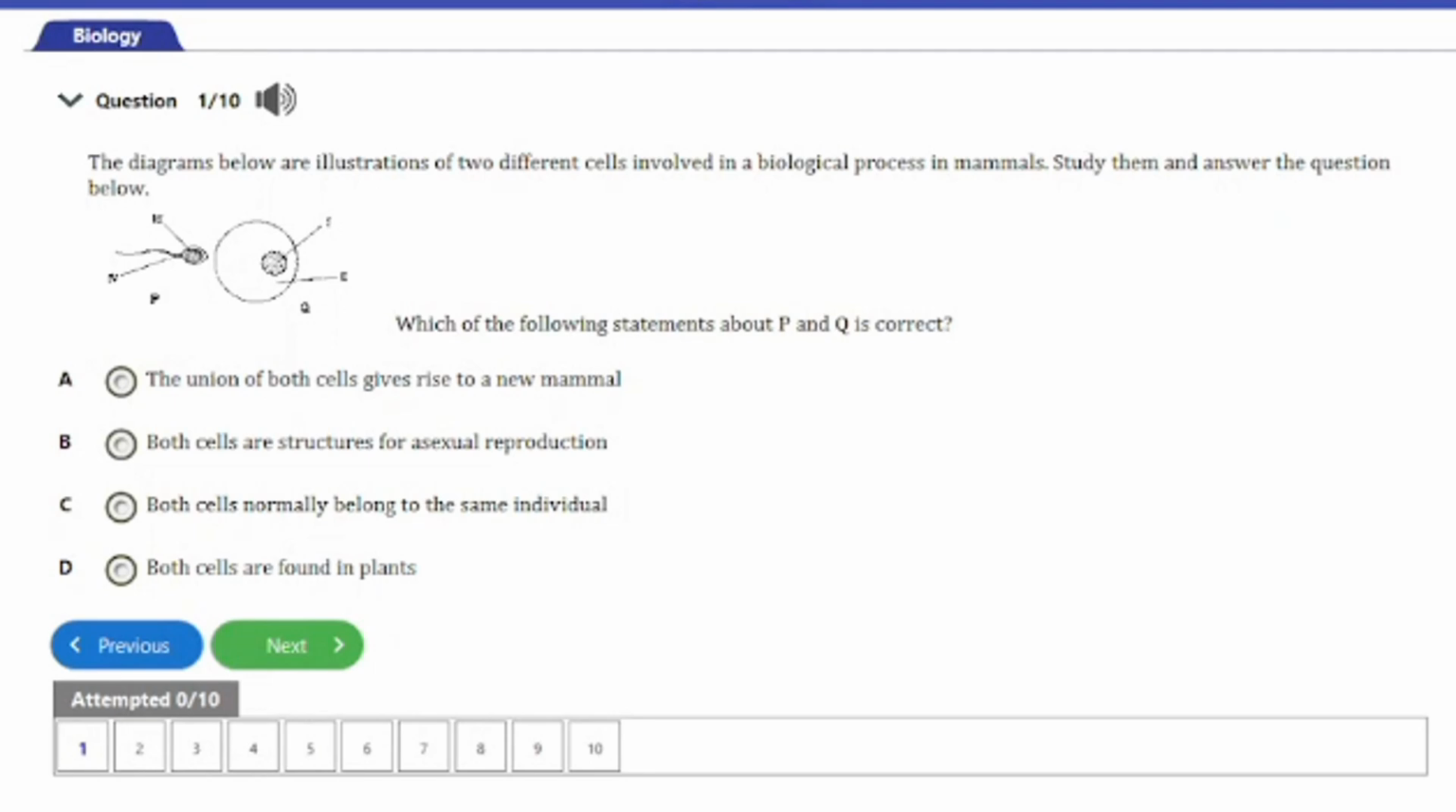So guys, the answer to this question here is option A. The union of both cells gives rise to a new mammal. So take note that these cells are not for asexual reproduction, so B is wrong. And also, these cells normally do not belong to the same individuals, so C is wrong. They are not found in plants, so D is wrong. So the correct answer to this question, guys, is option A. So let's go ahead and consider the next question.